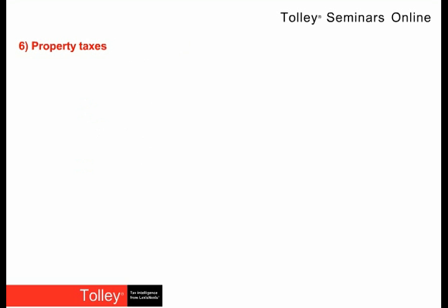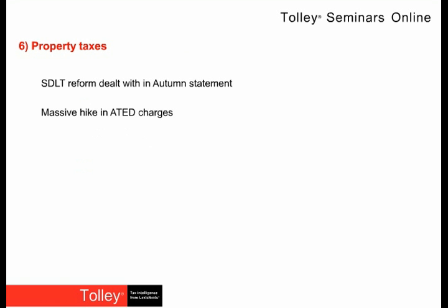Turning to property taxes and a little overview of things that we had announced in the autumn statement. So we had SDLT reform and the replacement of the slab tax with a stepwise tax, at which each rate is imposed only on the slice of value up to the top of the band. So that was dealt with in the autumn statement. I'm not going to say any more about that, but the rates are in your notes. And a huge hike in ATED, some of the bands have increased by more than 50%.